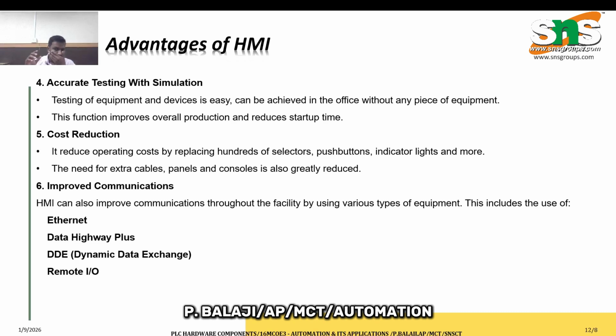Also, improved communication devices like the Ethernet port, Data Highway Plus, DDE (dynamic data exchange), remote input output, and serial port are added to the HMI. It helps share data with any kind of PLC device and any kind of industrial operation. So we can communicate easily, and communication accuracy increases when we use the HMI. These are some advantages of HMI.